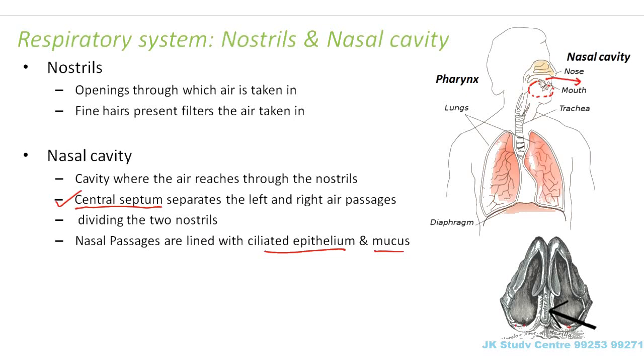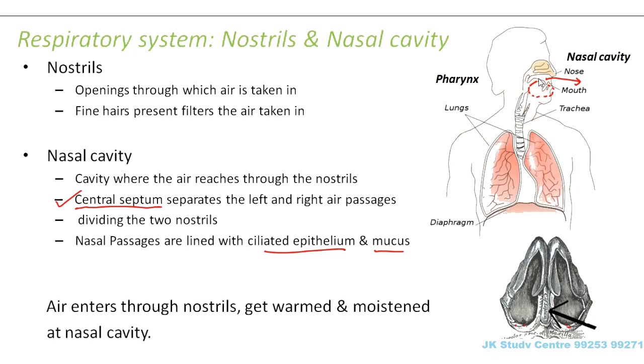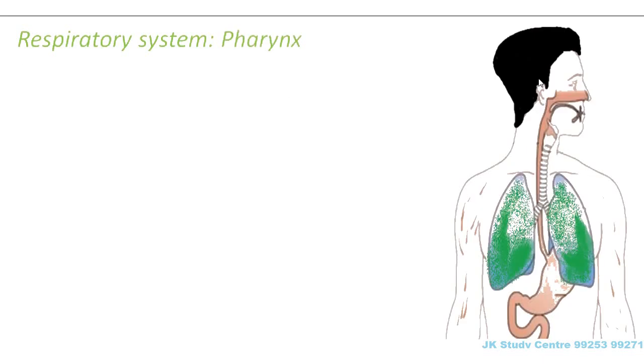So you can see, because the nasal cavity and the oral cavity need to be separated. Otherwise, there will be no segregation between the food which we eat and the air which we take in. So the air and the food pathways should be kept separate from each other. Right? So we are clear with nostrils and nasal cavity. What is their function? Now air enters through nostrils, gets warmed and moistened at the nasal cavity. So nostrils are used only for entry of air, and the nasal cavity warms the air, moistens the air with the help of mucus.